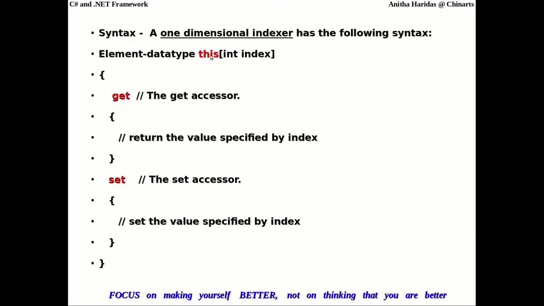Then you use the this keyword, then you pass an array index, and observe here, this is not parenthesis as you use in a method. This is a square bracket, which is your array access operator, and you will be passing an index. Then in the block you will specify the getter method and the setter method as you define for properties. This is the syntax for a one-dimensional indexer.